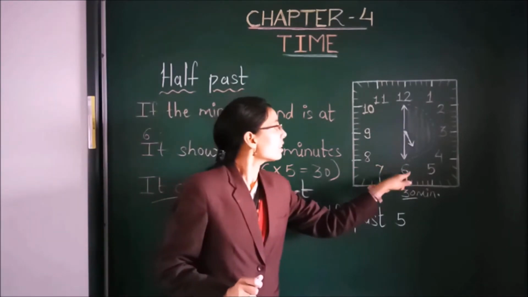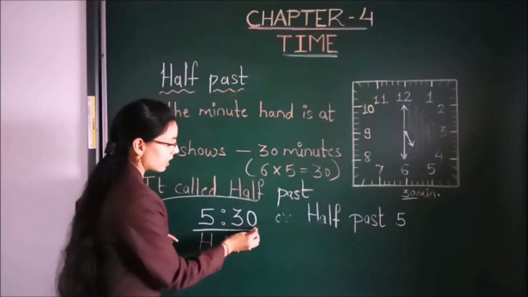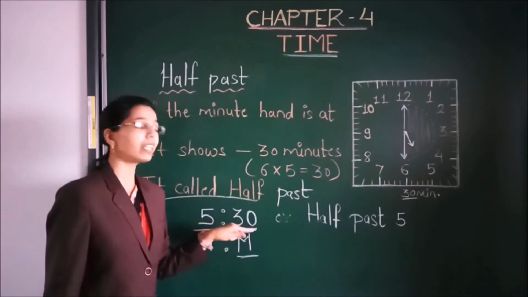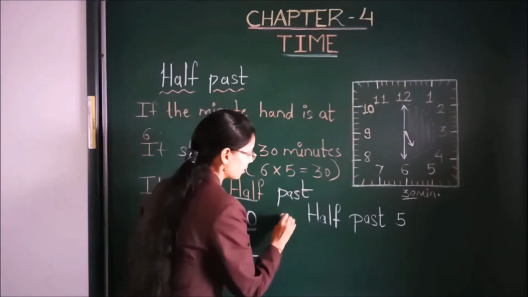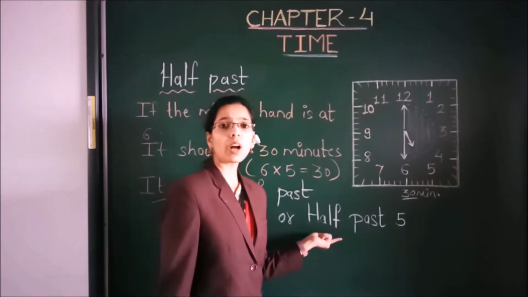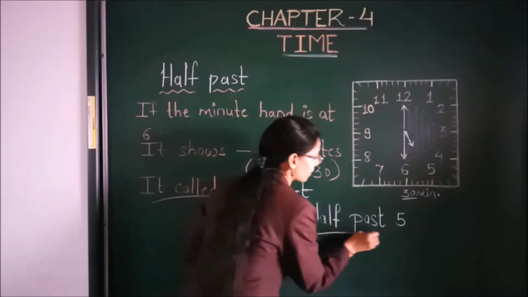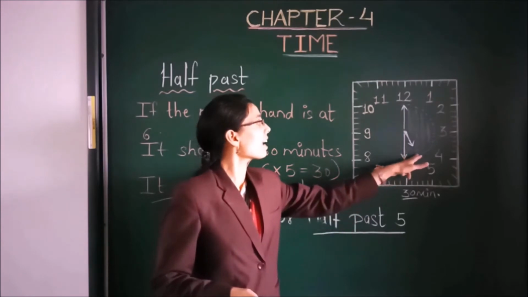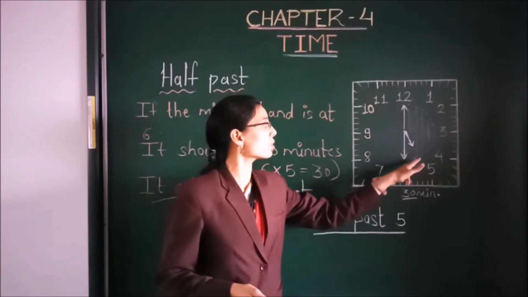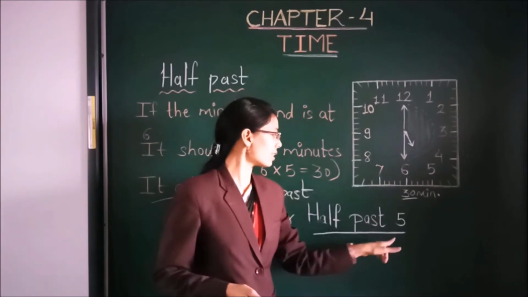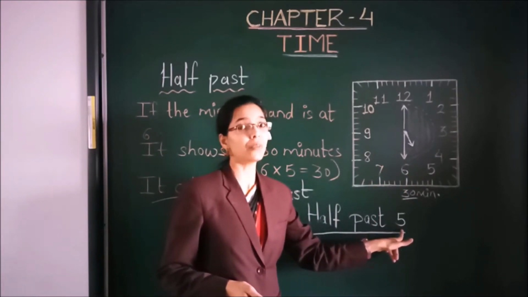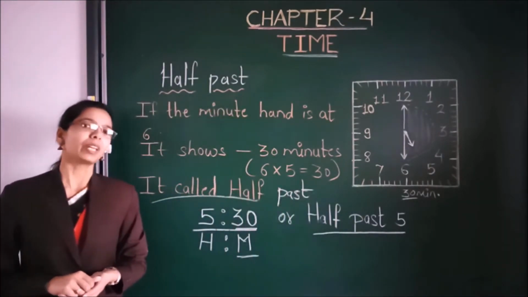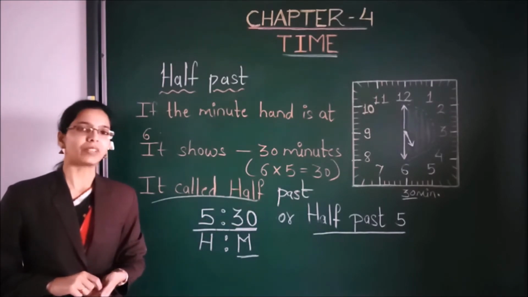Okay, and this minute hand is at 6. It means 30 minutes. That is why we have written here 30. So our timing is 5:30, or in another way, what we call half past 5. Why? Because this hour hand has crossed 5. Thus it is 5. That is why we have written here 5. Half past 5. So our timing is 5:30, or we can say half past 5.